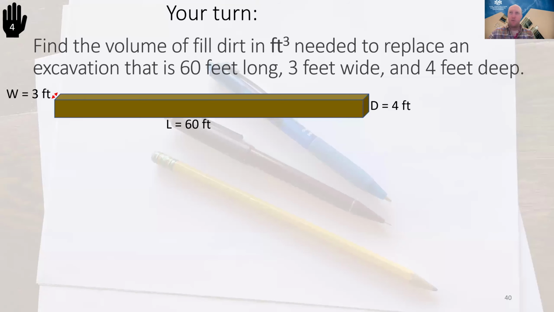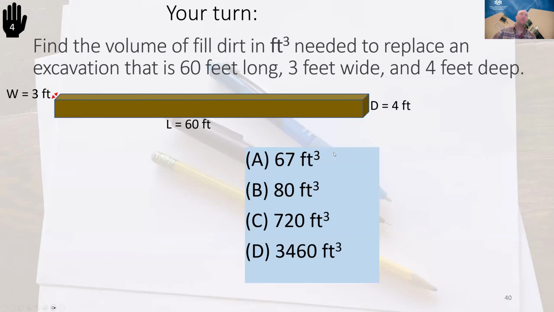And so now I'm going to let you all do one. In this first question for volumes, find the volume of fill dirt in cubic feet needed to replace an excavation that is 60 feet long, 3 feet wide, and 40 feet deep. All right, so I'll put up that poll. Fill in this poll question when you're ready.